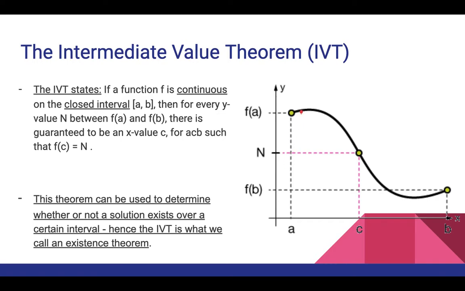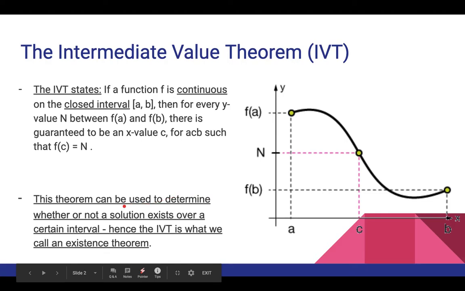The other way they like to state this is they call it the pencil theorem. If a function is continuous, then when you trace its curve, you're never going to lift your pencil in between f of a and f of b. So as a result, every y value between f of a and f of b will be covered by some x value between x equals a and x equals b.